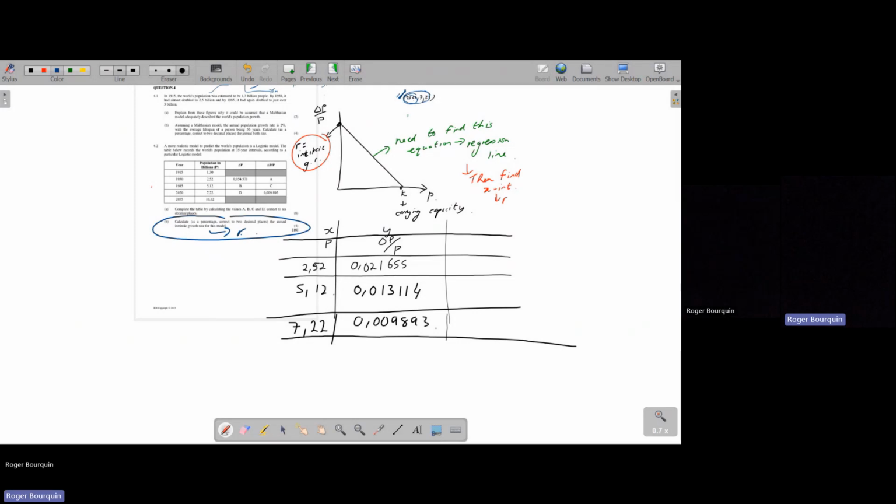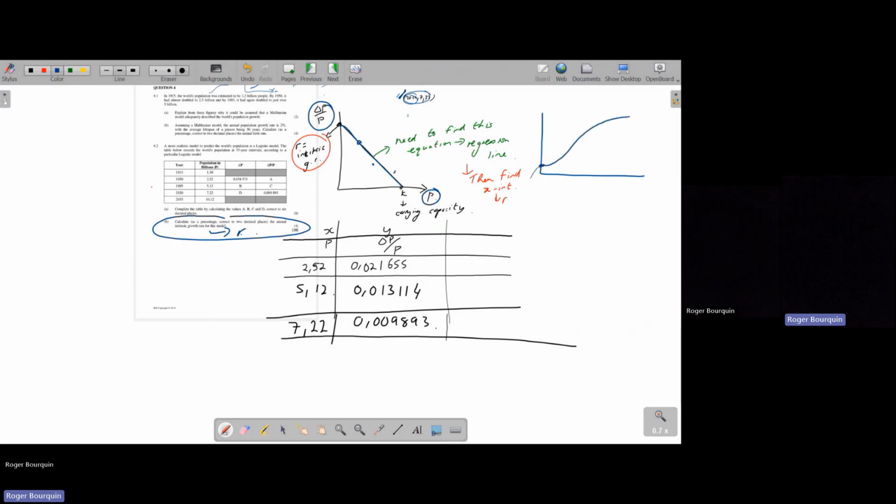So you have to have the picture of this graph in your head. Remember, on the y-axis, if you're plotting delta P over P, the logistic growth rate, against P, what we have to do is find the equation of the regression line. And remember, the growth rate decreases at a constant rate. You're normally given a whole lot of points, which is what we've got in this case. So we've got some x and y values.